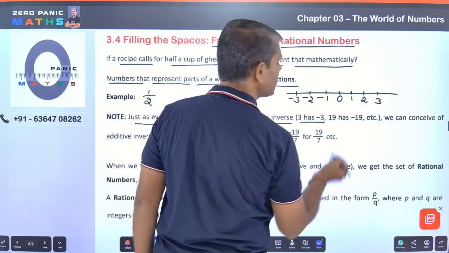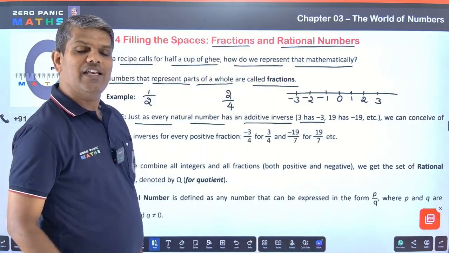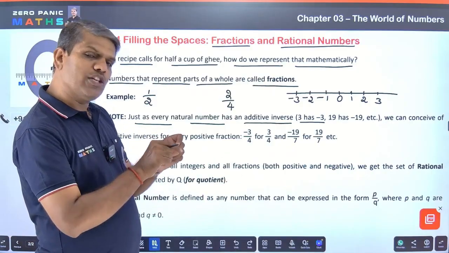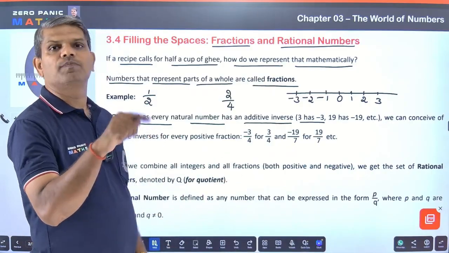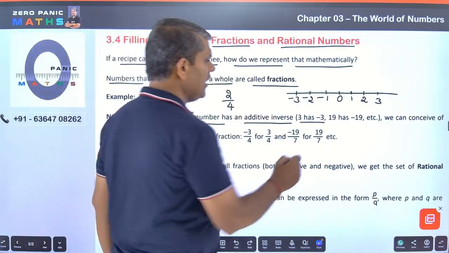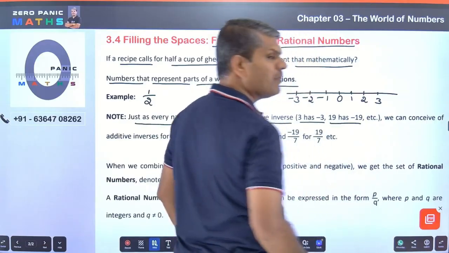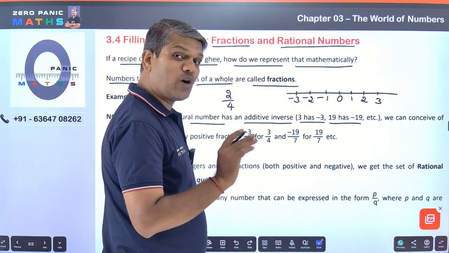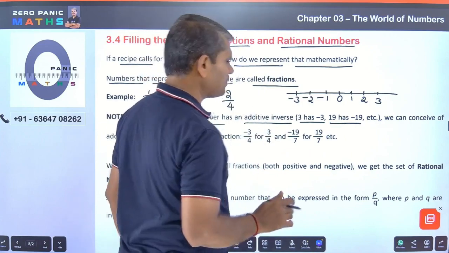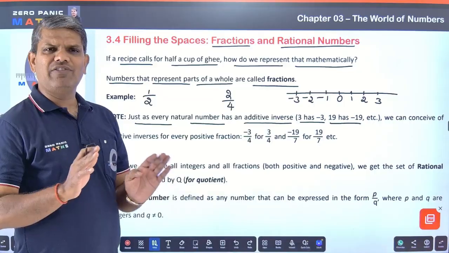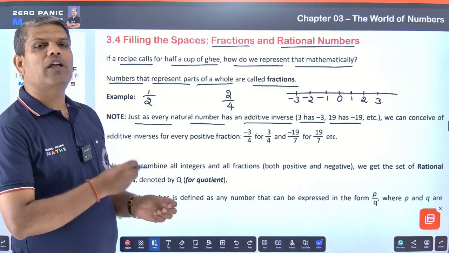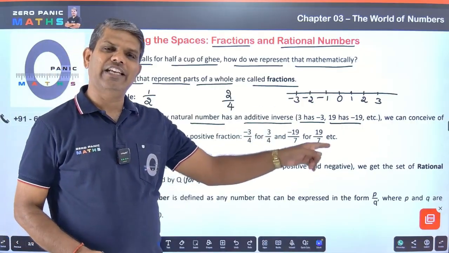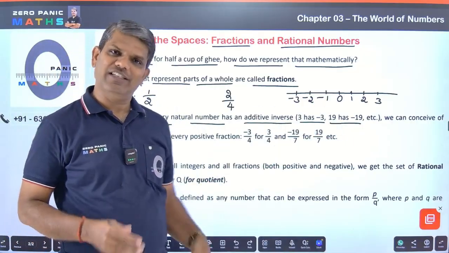See, 3 has -3. -3 is the additive inverse of 3. Additive inverse means adding -3 to 3 will give you 0. Similarly, 19 has -19. Add -19 to 19, you will get 0, right? So that is called the additive inverse. So simply, the additive inverse is nothing but the negative counterpart of the actual number. Okay, 3 and -3, 19 and -19, 10 and -10, something like that.